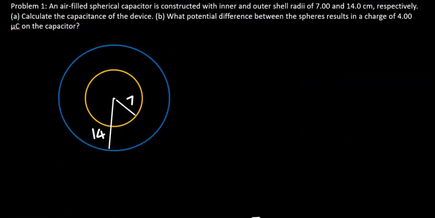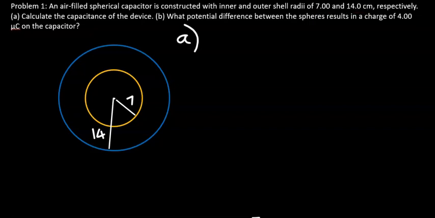Problem 1. An air-filled spherical capacitor is constructed with inner and outer shell radius of 7 and 14 cm respectively. So that means the inner sphere has a radius of 7 cm and the outer sphere has a radius of 14 cm. First, calculate the capacitance of the device and also the potential difference between the spheres if there is a charge of 4 microcoulomb on the capacitor.